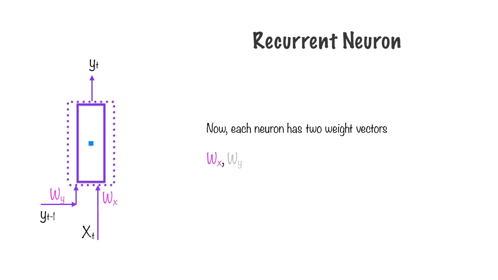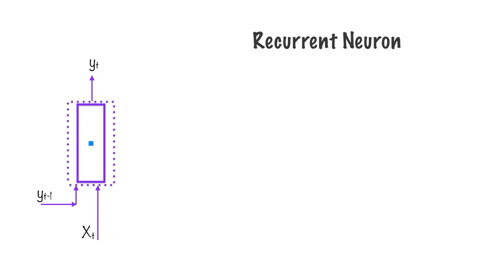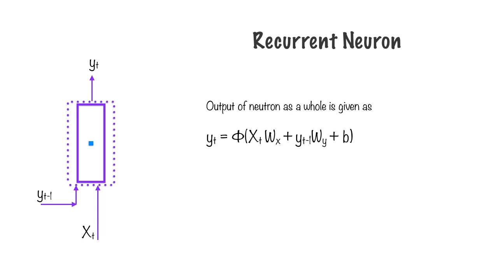W of x is used to weigh the current input, that is x of t, and W of y is used to weigh the previous output, y of t minus 1. And here is the formula which represents the output of a recurrent neuron: y of t equals phi of W of x into x of t plus W of y into y of t minus 1 plus b. The bias is obviously added just like in the case of regular neurons, and phi is the activation function. Again, the same as in the case of regular neurons.